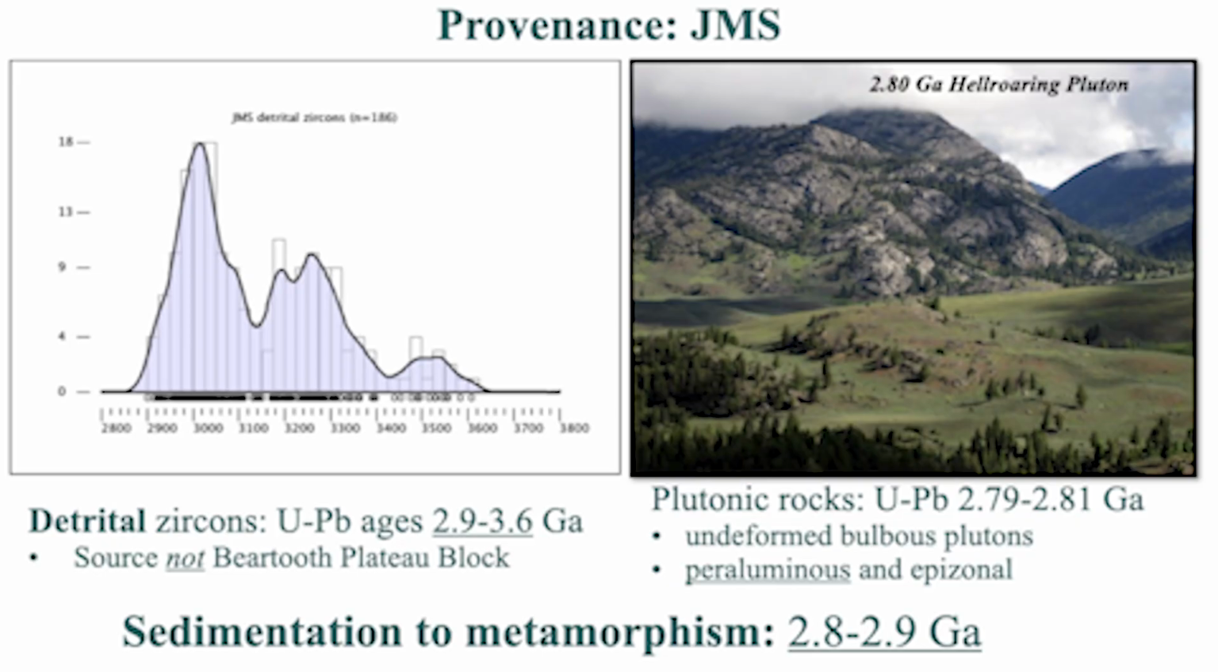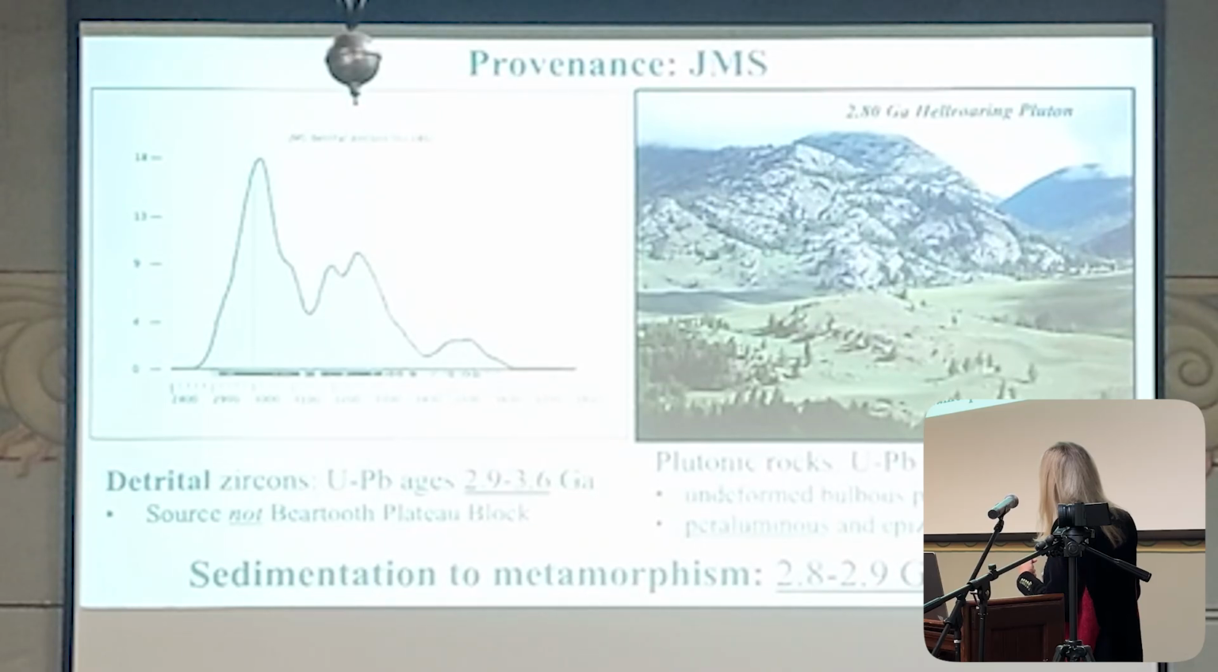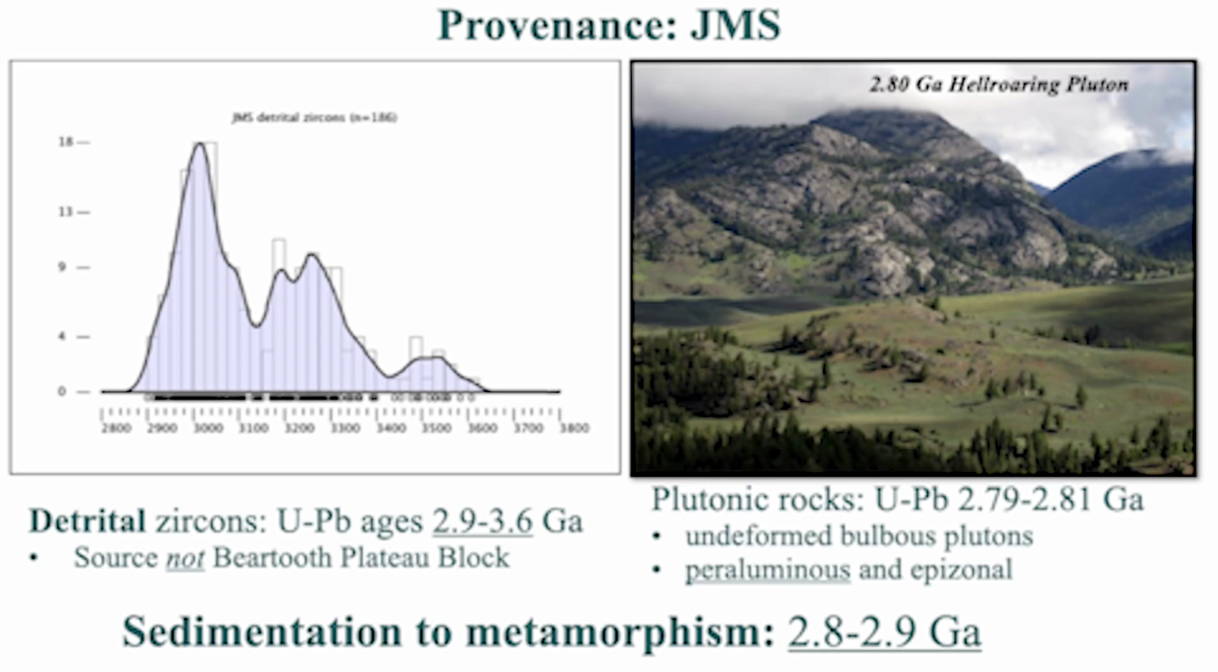They're undeformed, bulbous plutons. These are peraluminous and they're epizonal. So we know from this data that from sedimentation to metamorphism, it's about 2.8 to 2.9 billion years. It's a long time. Okay?